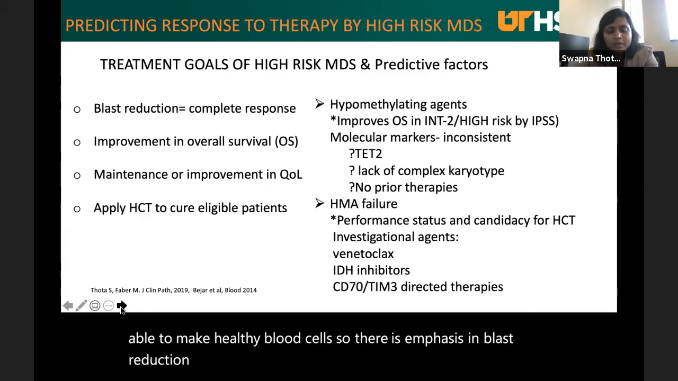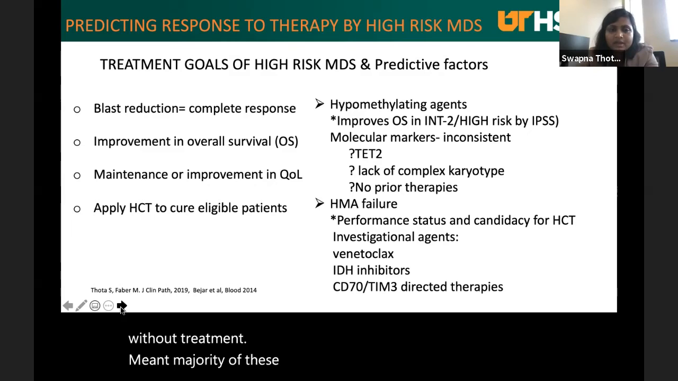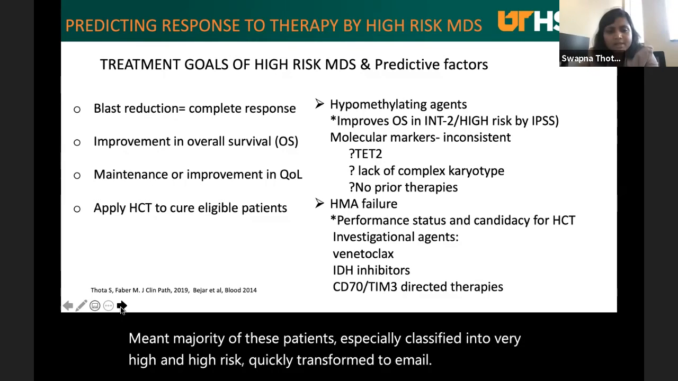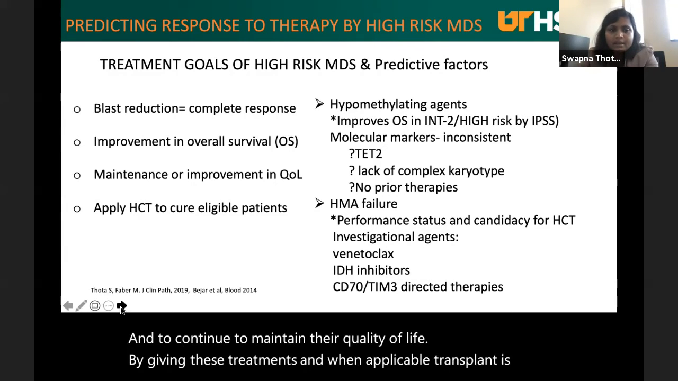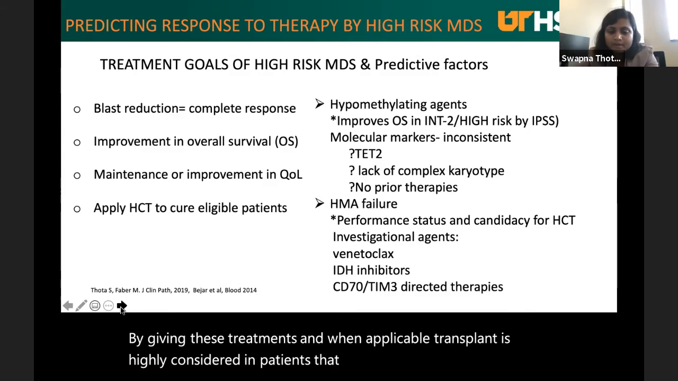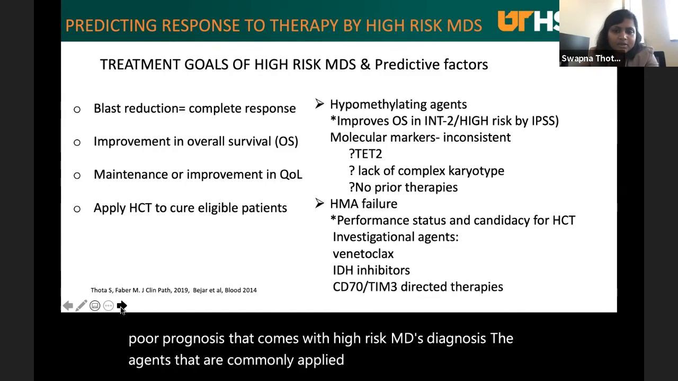There's emphasis on improving overall survival because without treatment, the majority of these patients, especially those classified as very high and high risk, quickly transform to AML. And to continue to maintain their quality of life by giving these treatments. And when applicable, transplant is highly considered in patients who are eligible because of the poor prognosis that comes with a high-risk MDS diagnosis. The agents that are commonly applied here are hypomethylating agents.